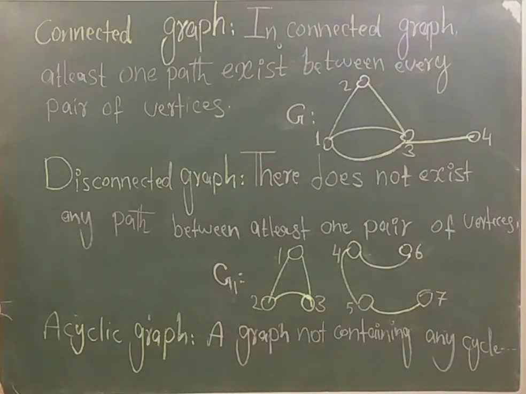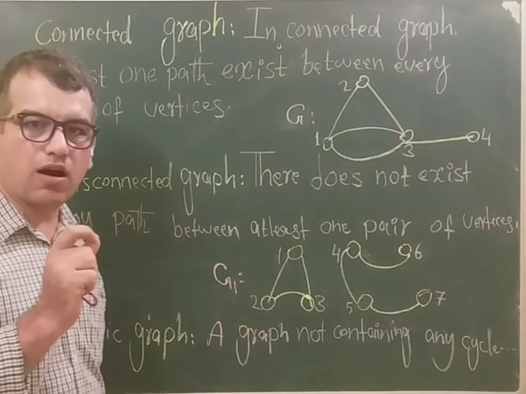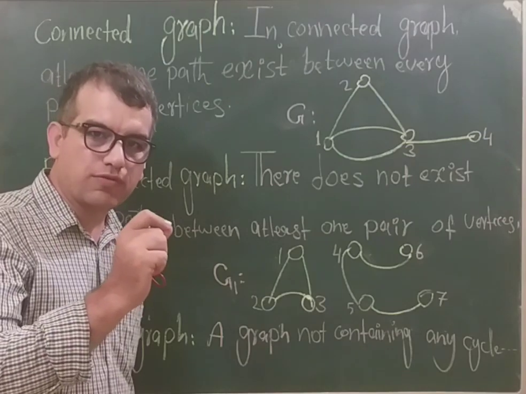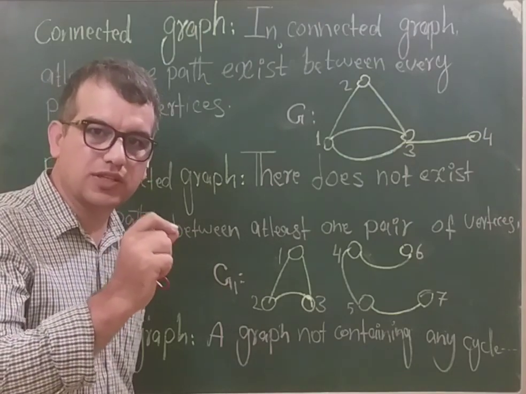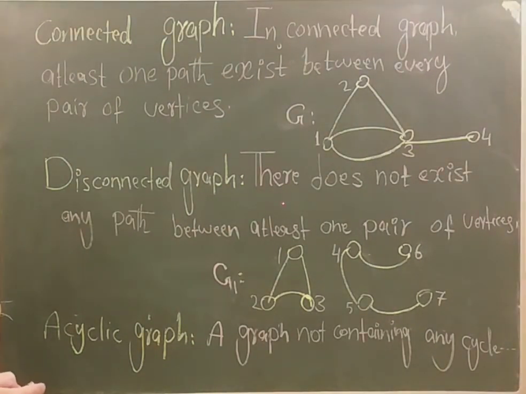Okay, let's go to disconnected graphs. What is a disconnected graph? In a disconnected graph, if we cannot find a path between at least one pair of vertices, it is a disconnected graph. Or we can say there does not exist any path between at least one pair of vertices.